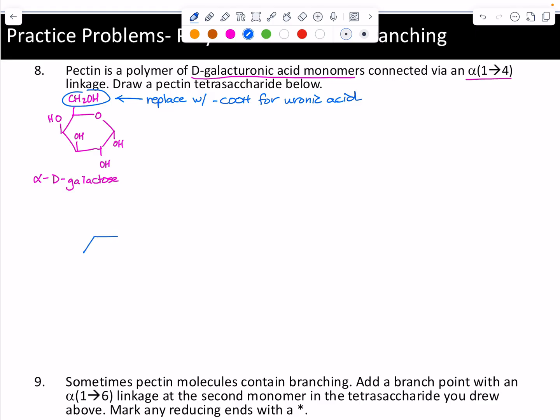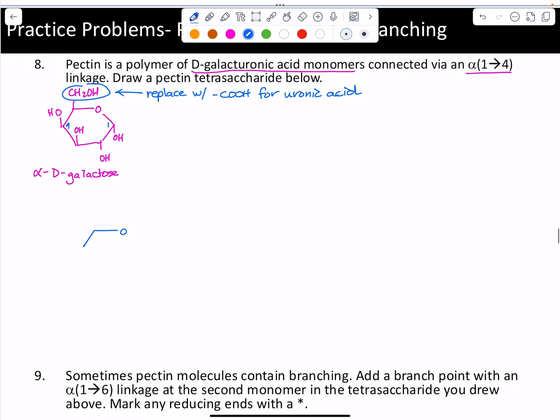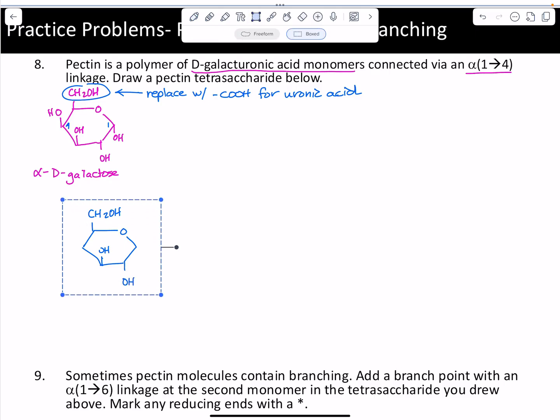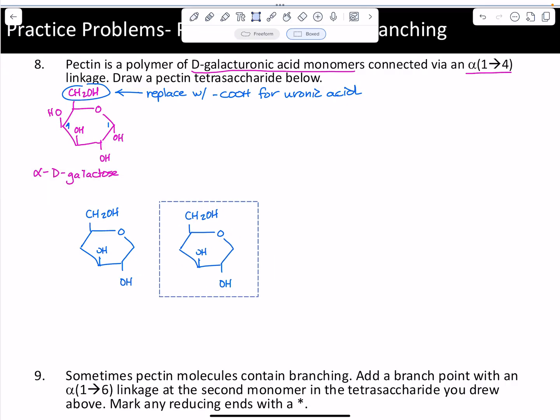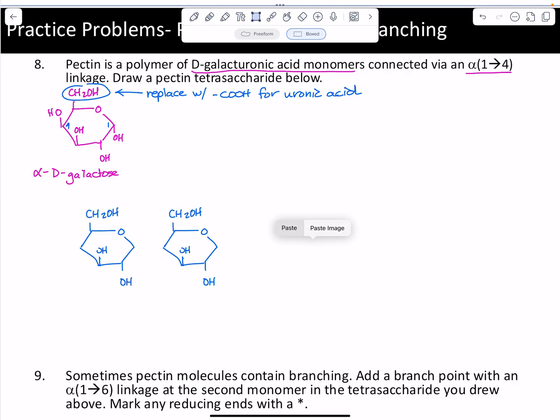All right, so we're going to make 4 of those monomers. We're going to connect them via alpha 1 to 4 bonds. This is carbon 4, this is 1, okay? So I'm going to make my monomers, and I'm going to cheat a little bit by copying and pasting before I link them up. So copy, paste, paste, paste.